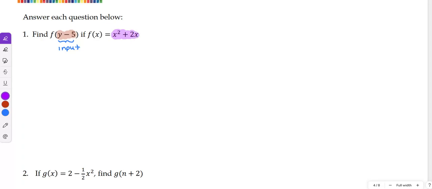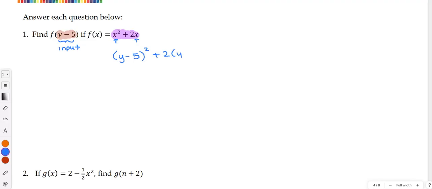So when we're given stuff like this, we are going to be given an updated input. And what we want to do is replace the original input, in this case, x, right? So I'm going to replace my x's with y minus 5. So I got y minus 5 squared plus 2 times y minus 5. There's my first step, my substitution portion. From here, it's pretty much I need to expand, I need to distribute, I need to combine like terms, and so forth. So I'm going to show all work for this.